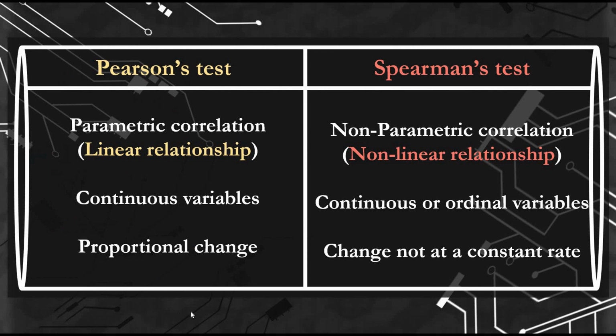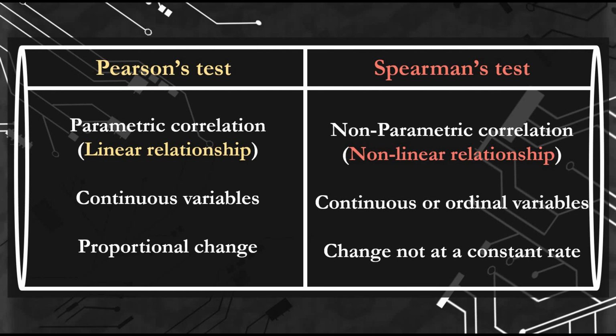So here's just a quick comparison between Pearson's test and Spearman's test. Pearson test is a parametric test, which means that it only applies if the data is normally distributed, and it measures the linear correlation between the variables, and only applies for continuous variables. Also, when there is a proportional change, like our example of the price of the sandwich and the size of the sandwich.